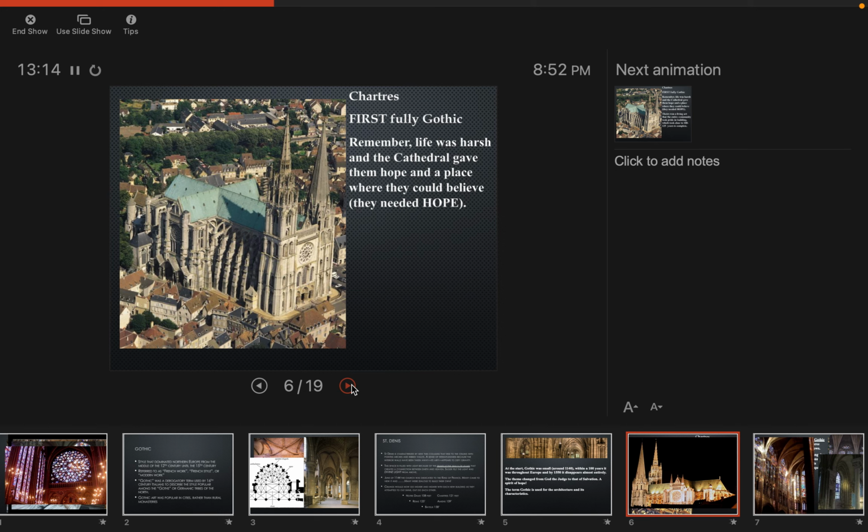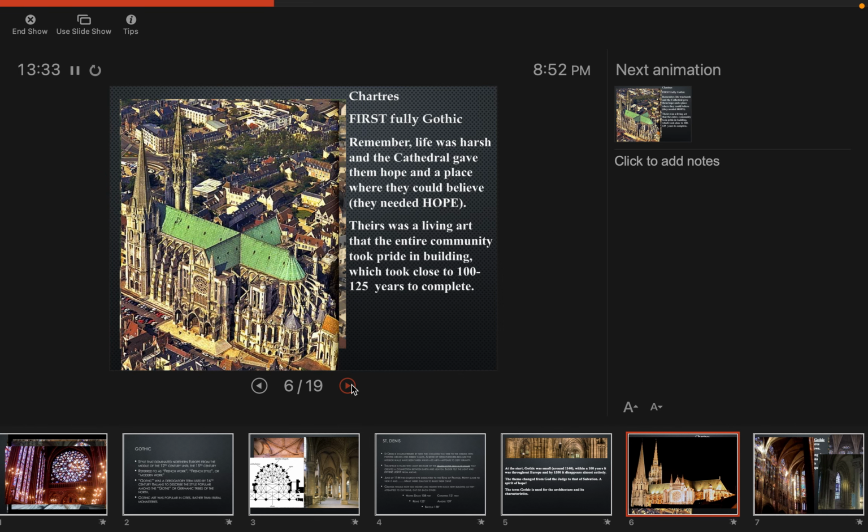So remember, life was harsh, and the cathedral gave them hope and a place where they could believe, and they needed hope. Theirs was a living art, and the entire community took pride in the building, which took close to 100 to 125 years to complete. And it's quite impressive.